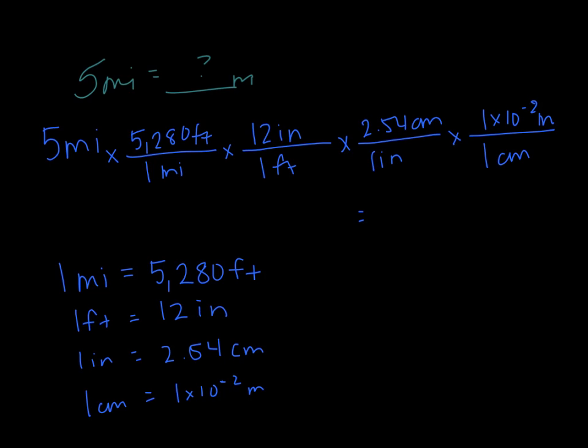All right, so then I can put this in a calculator, and I'm going to take 5 times 5,280 and divide by 1, times 12 divide by 1, times 2.54 divide by 1, times 1 times 10 to the negative 2, and divide by 1. So you don't really have to divide by 1 all those times. It's not going to change your number. Go ahead and cancel out my units so you can see. We got miles to cancel with miles, feet to cancel with feet, inches to cancel with inch, centimeters to cancel with centimeter. I'm left with meters, which is what I wanted. And so if I put that all in my calculator, I end up getting 8,046.72.